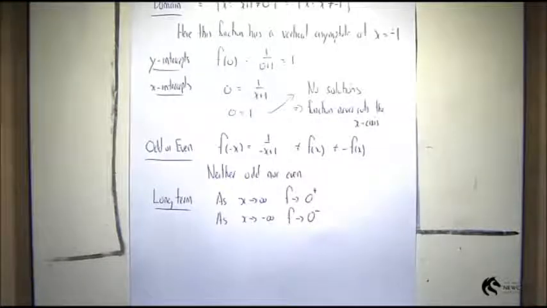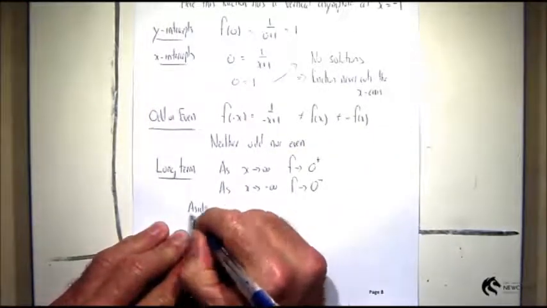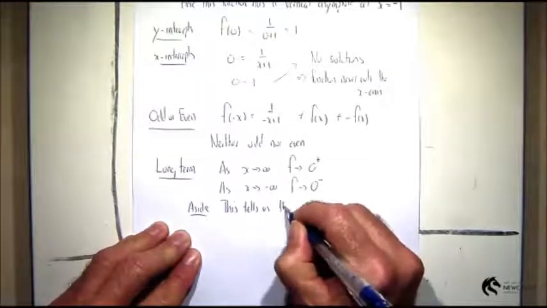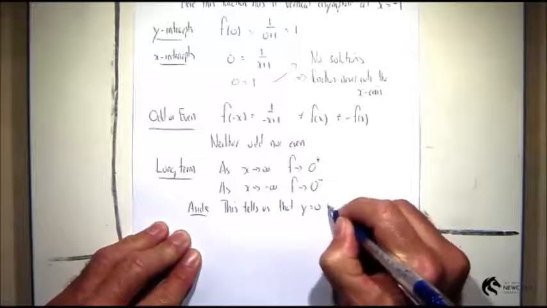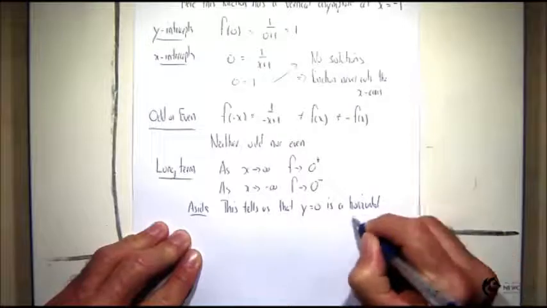Combine those two things together, along with the fact that we know this never, ever cuts the axis, and we can say we actually have a horizontal asymptote here at y equal to 0. The x-axis is in fact a horizontal asymptote. So I'll just write that in. So, aside, this tells us that y equal to 0 is a horizontal asymptote.